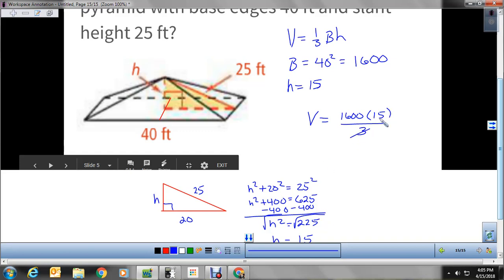Now since 3 does go into 15 evenly, we can go ahead and simplify that. That's going to be 5. And so now we do 1,600 times 5, and that's going to be 8,000. And this is in feet, so it's in cubic feet. So we have 8,000 cubic feet of volume inside of this pyramid.